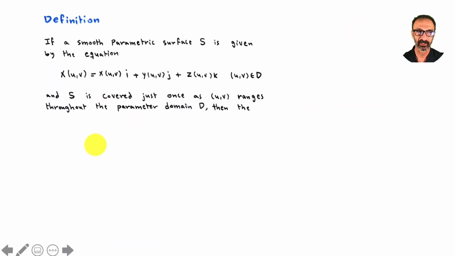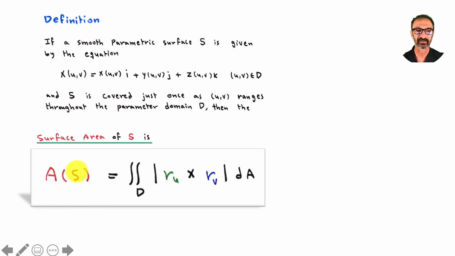Here we go. Definition. If a smooth parametric surface S is given by the equation r of u and v equals x of u and v i plus y of u and v j plus z of u and v k, where u and v belong to D, and S is covered just once as u and v range through the parametric domain D, then the surface area of the surface S is this. That's the surface area. Notice here there is 1. There is no f of x, y, z.